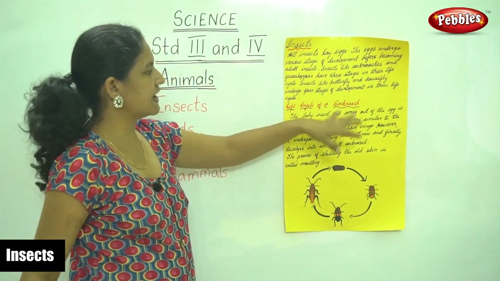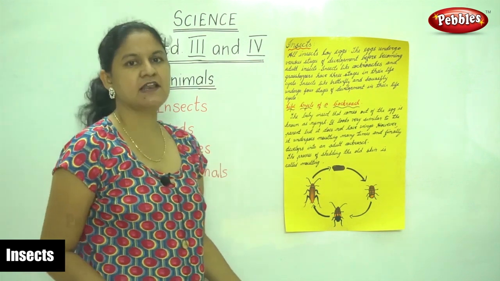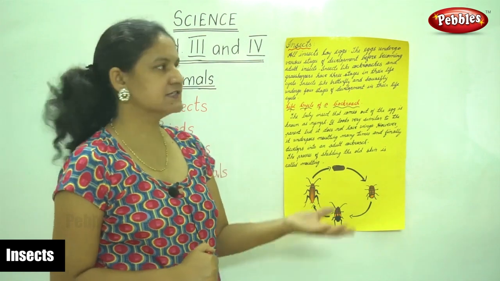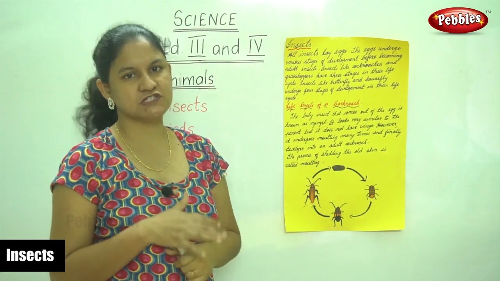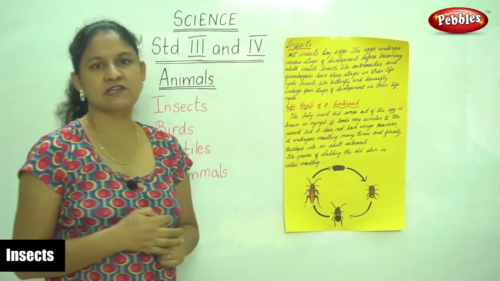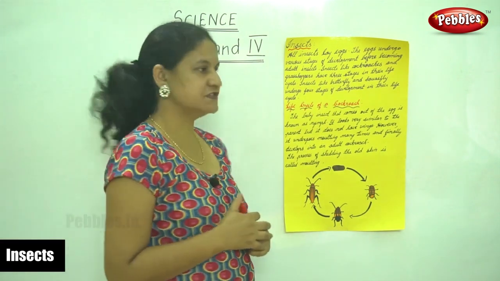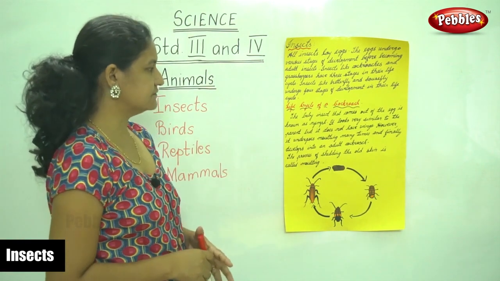Insects like butterfly and housefly undergo 4 stages of development in their life cycle. But a cockroach or a grasshopper has only 3 stages in its life cycle. So let us see the life cycle of a cockroach.